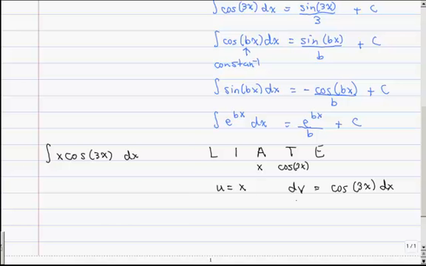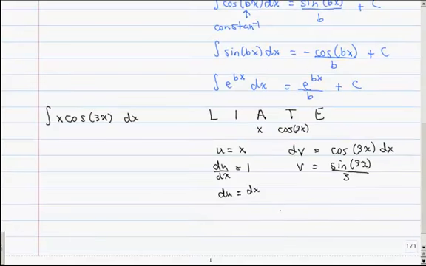All right, we'll need to know what v is. That'll be the antiderivative of cosine of 3x, which we've just seen would be sine of 3x divided by 3. We can dispense with the constant of integration. And du we'll need, so du/dx is equal to 1, which means that du is the same as dx.